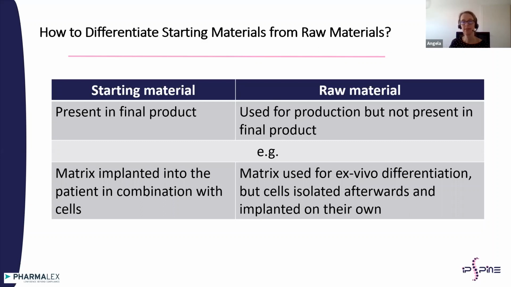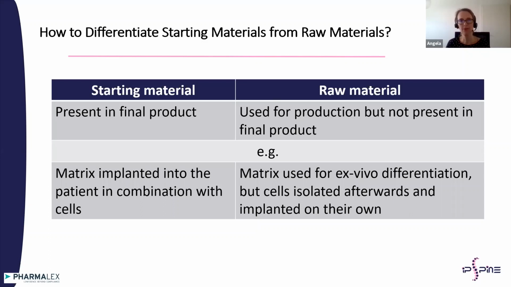For our product, this means if the matrix was used for the ex vivo differentiation, and later on the cells are flushed out of this matrix and inserted all by themselves into the patient, then the matrix would be a raw material because it's used for production, but it's not present afterwards. If, however, and I think this is what we are aiming at, the matrix is used together with the cells and will also be implanted along with the cells into the body, it is a starting material because it is present in the final product.